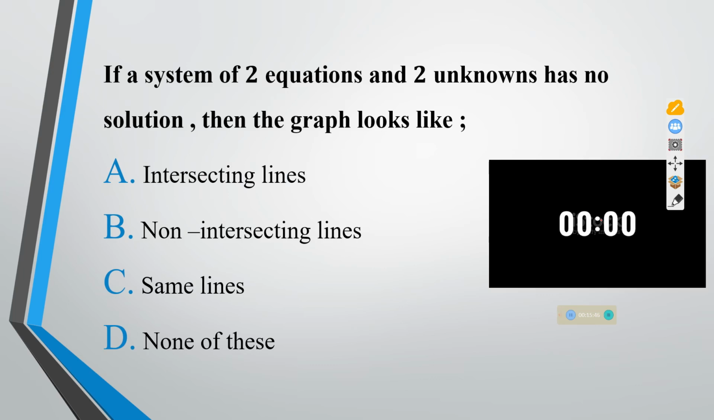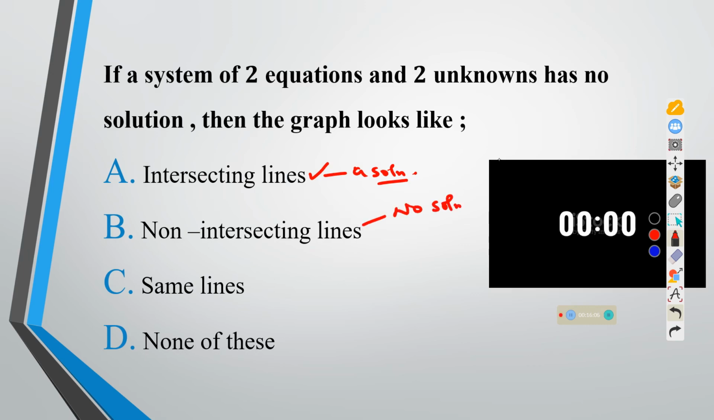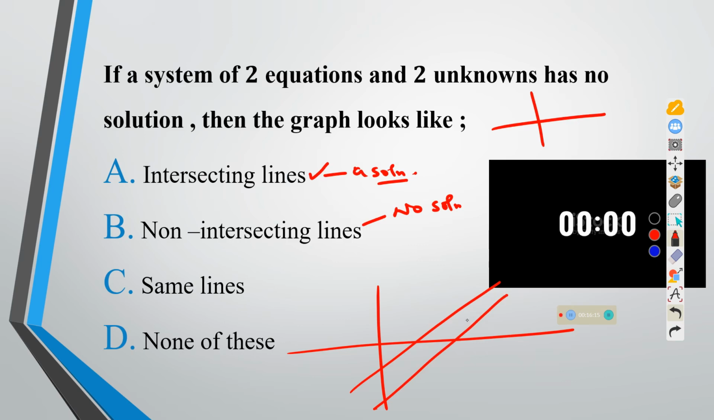Okay, time is up. We look at the solution. If a system of two equations and two unknowns has no solution, then the graph looks like non-intersecting lines. Intersecting lines is when there is a solution. Non-intersecting, here you have no solution. If you plot a graph and draw your two lines and they are not meeting anywhere, they are parallel, then you will say they are non-intersecting. And if they don't intersect anywhere, then there is no solution.